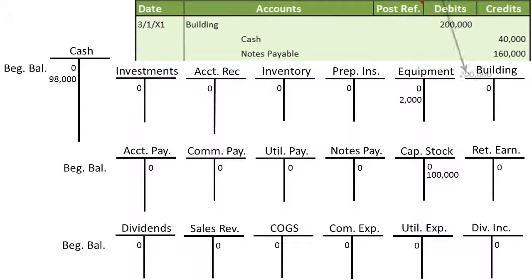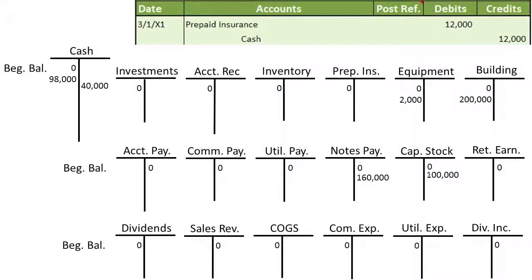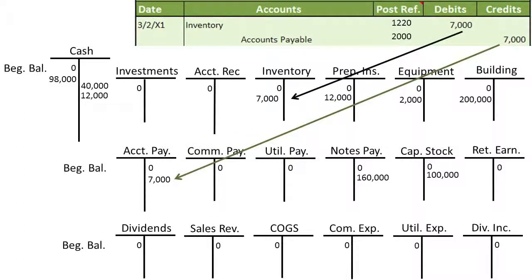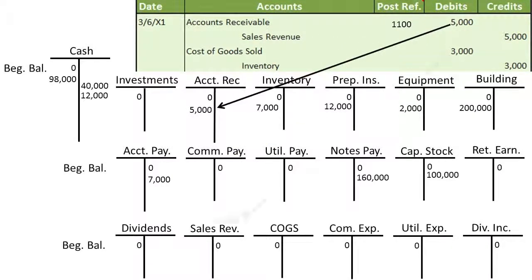We have more building, $200,000 debit, less cash because we paid it out, $40,000 credit, and $160,000 more on the note payable. So in other words, we bought this building by paying cash and taking out a loan. We prepaid our insurance, debit $12,000, more prepaid insurance, and less cash. We now have more inventory, debit $7,000, and we haven't paid for it yet, so it's a credit to accounts payable $7,000. Accounts receivable is debited to show we have more receivable.